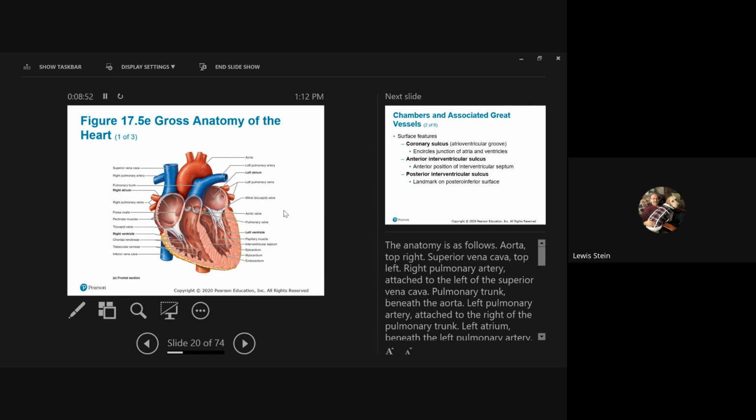Valves are interesting because they don't always behave themselves. Valves sometimes are too stiff and narrow. And if they're too stiff and narrow, it's very hard for them to open and fill. The name we give to that is stenosis. You can have stenotic valves, okay? And sometimes your valves are just faulty.